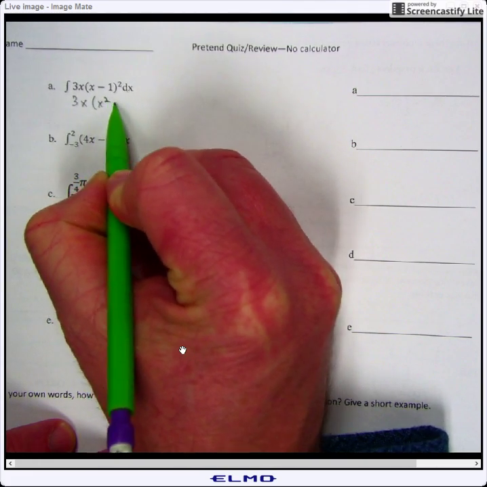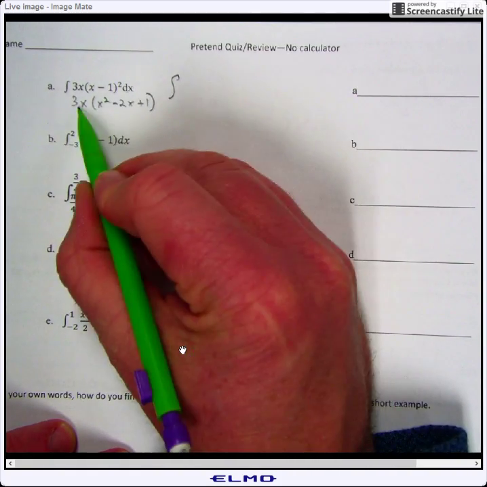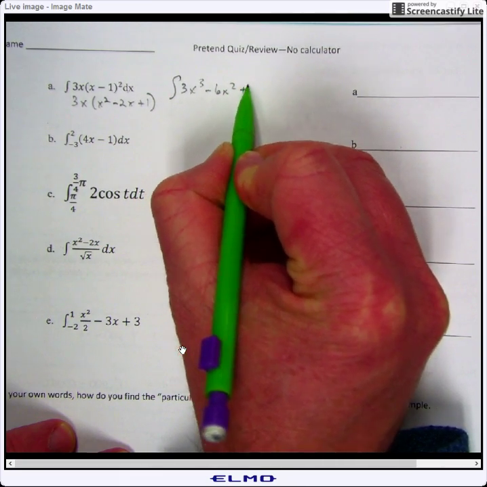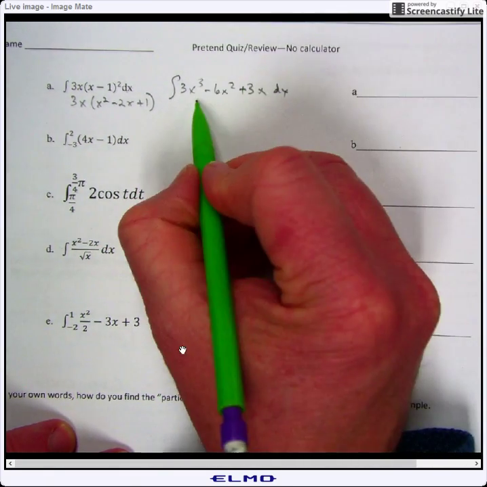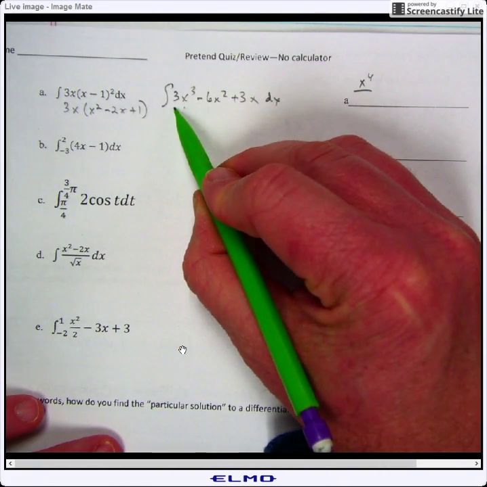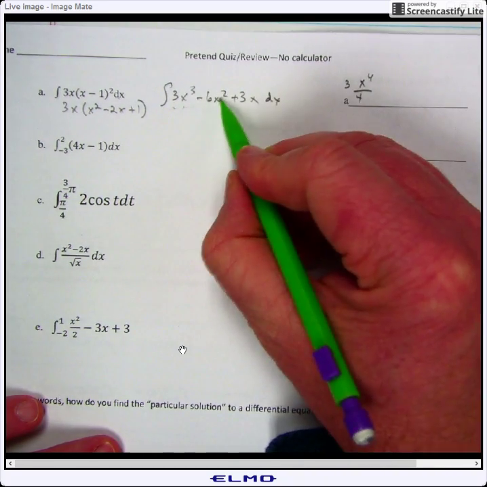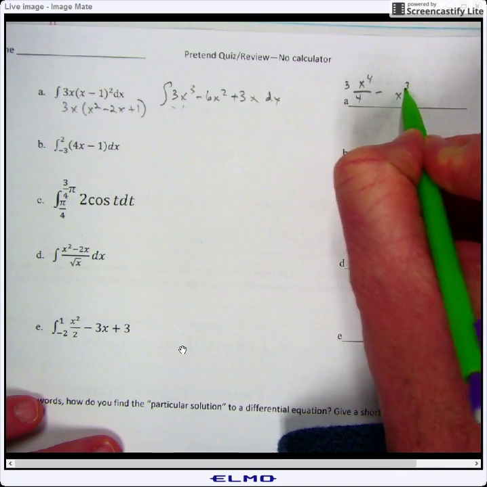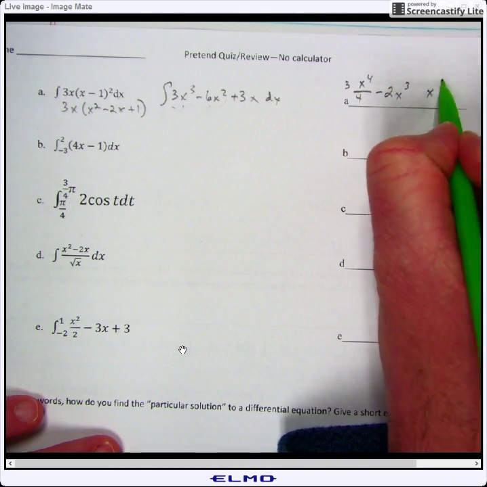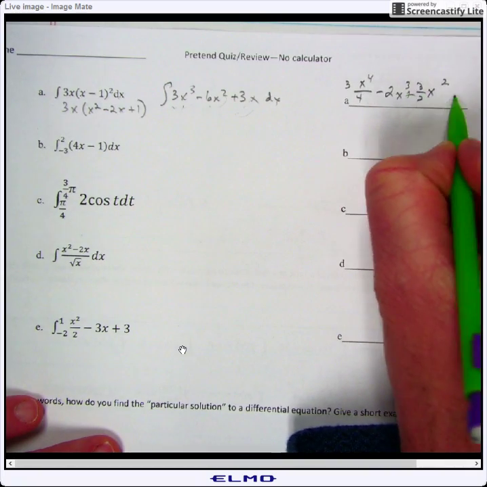So I'm going to expand this, multiply this out. So 3x to the third minus 6x squared plus 3x. And that's what I'm integrating. Raise it by 1, divided by the power. So x to the fourth divided by 4. That makes 3/4 x to the fourth. x to the third divided by 3 would make that 2. x squared divided by 2 makes 3/2 x squared plus c.